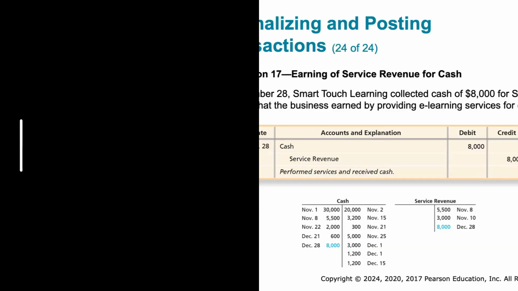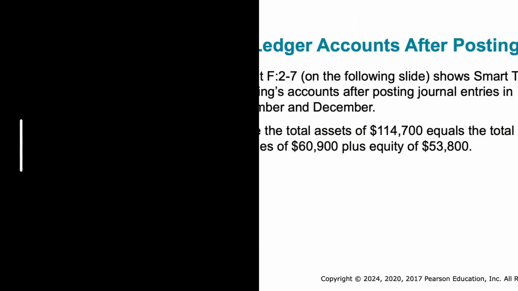We then move those down to our ledger, and you can see all of our ledger accounts for cash, and then all of our revenue. Now we have another revenue account of $8,000 credit increasing. Ledger accounts after posting. So Exhibit F 2 through 7 on the following slide show Smart Touch Learning accounts after posting journal entries in November and December. Notice total assets is 114,700 equals total liabilities 60,900 plus equity 53,800.